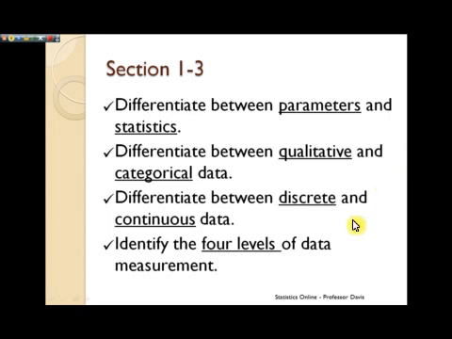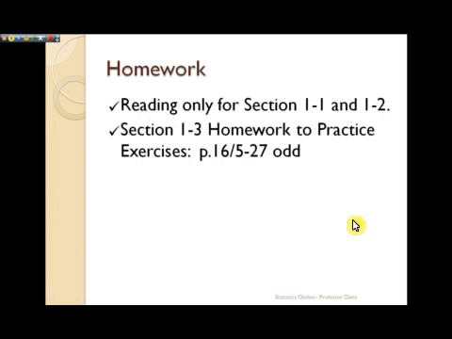So for homework this week, reading only for the first two sections, and then in section 1.3, starting on page 16, problems 5 through 27 odd. Now keep in mind, you don't have to hand those in. You don't have to submit those. Those aren't for a grade. That's just for you to practice.